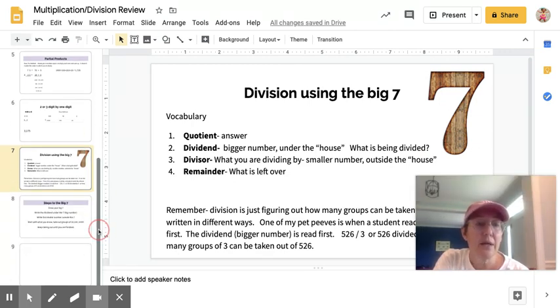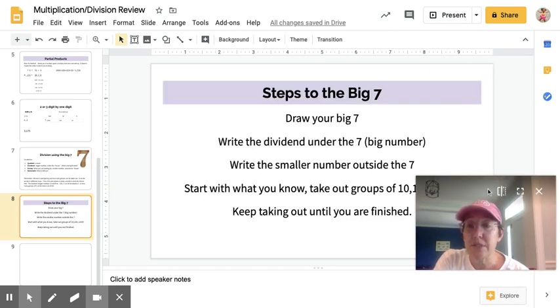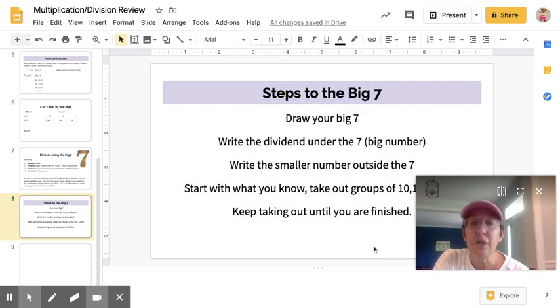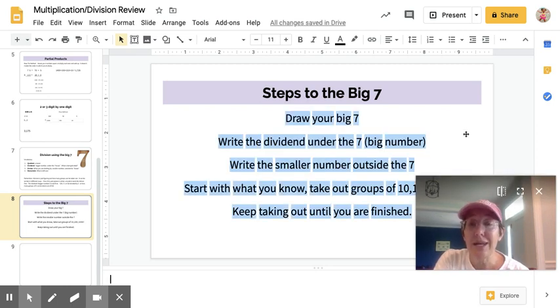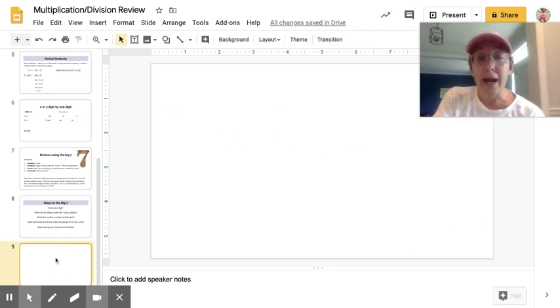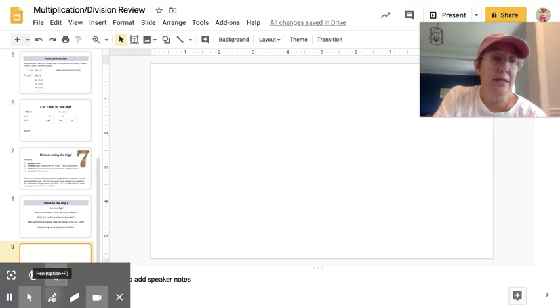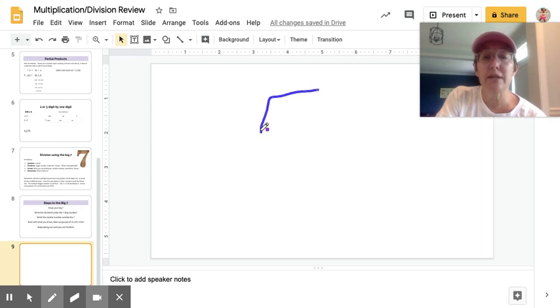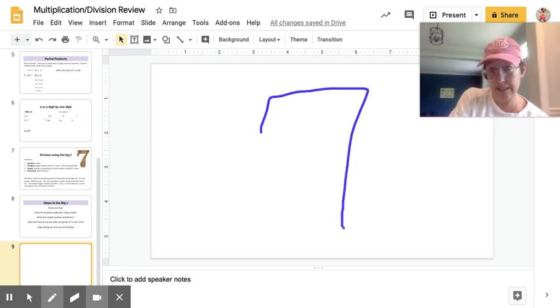Let's keep going. I want to review the steps for you. You have to first draw your big 7, write the dividend, the bigger number, under the 7, write the smaller number outside the 7, start with what you know, take out groups of 10, 100, 1,000, and you keep taking out until there's nothing left in the problem. So let's practice one of these. First step is draw your 7. So I'm going to draw my 7.